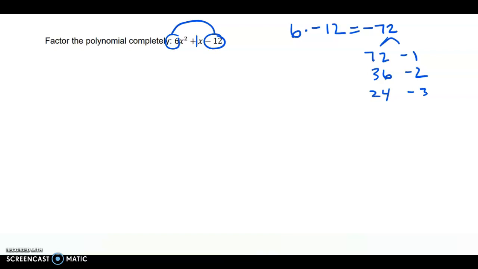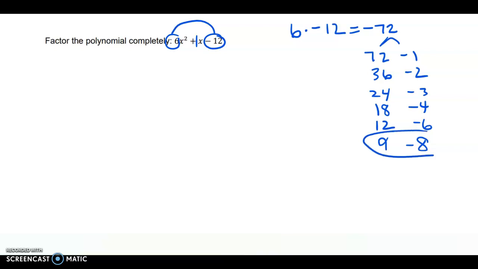24 and 3, not going to work. 18 and negative 4, not going to work. 12 and 6, no matter how I change that, we're not going to add up to 1. What about 9 and 8? So 9 plus negative 8 does equal a positive 1, and 9 times negative 8 does equal negative 72.